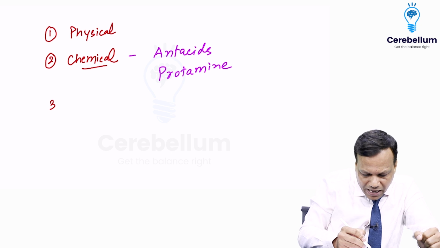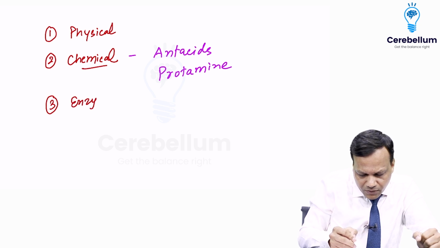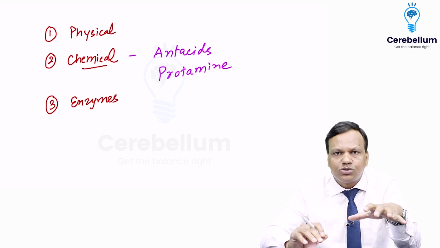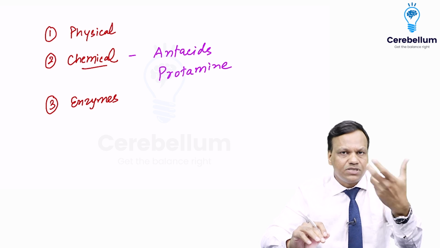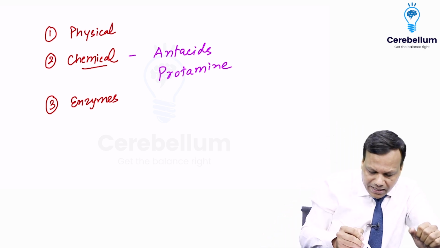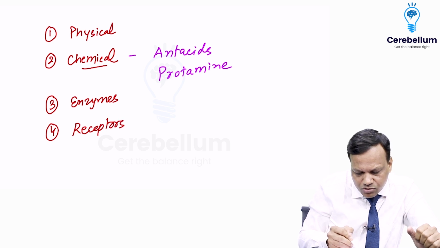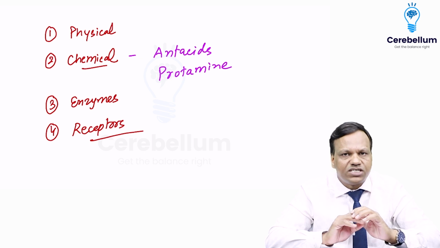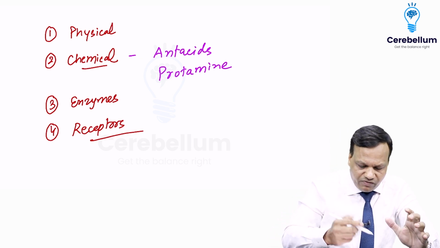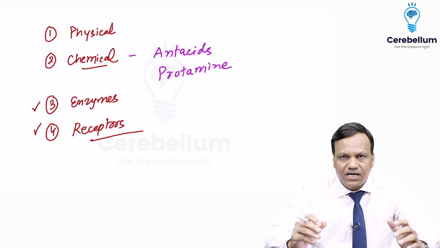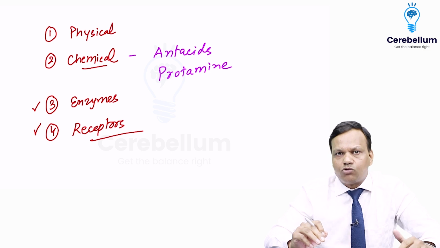The third can be action on the enzymes. There are so many enzymes present in the body. The drugs may inhibit those enzymes, and by inhibiting those enzymes, the action may be stopped. And lastly, the drugs may work on receptors in the body. So these are the general mechanisms by which the drugs can work. In this video, we will cover enzyme inhibitors, and in the next video, we will discuss receptors.